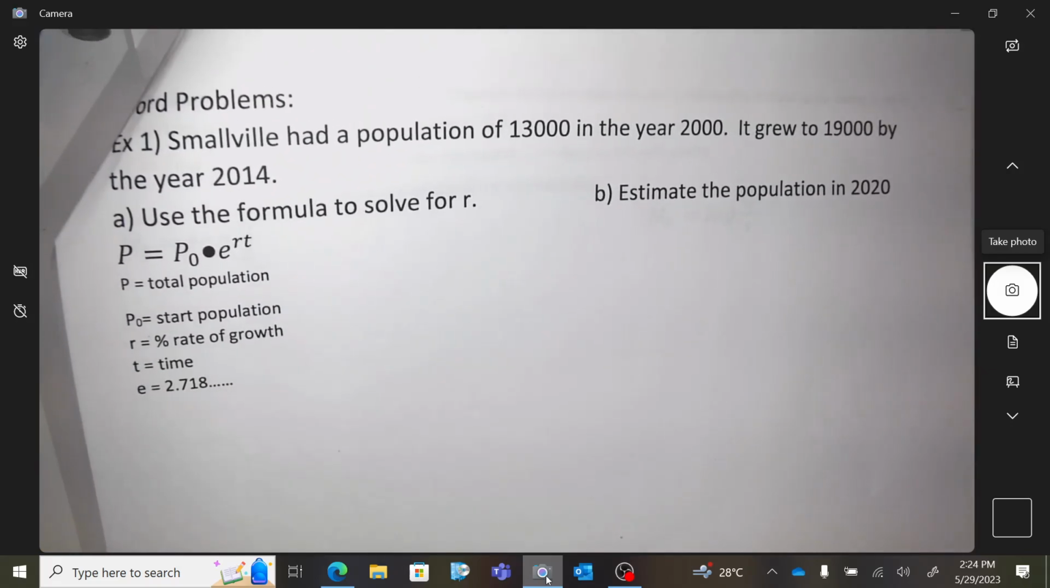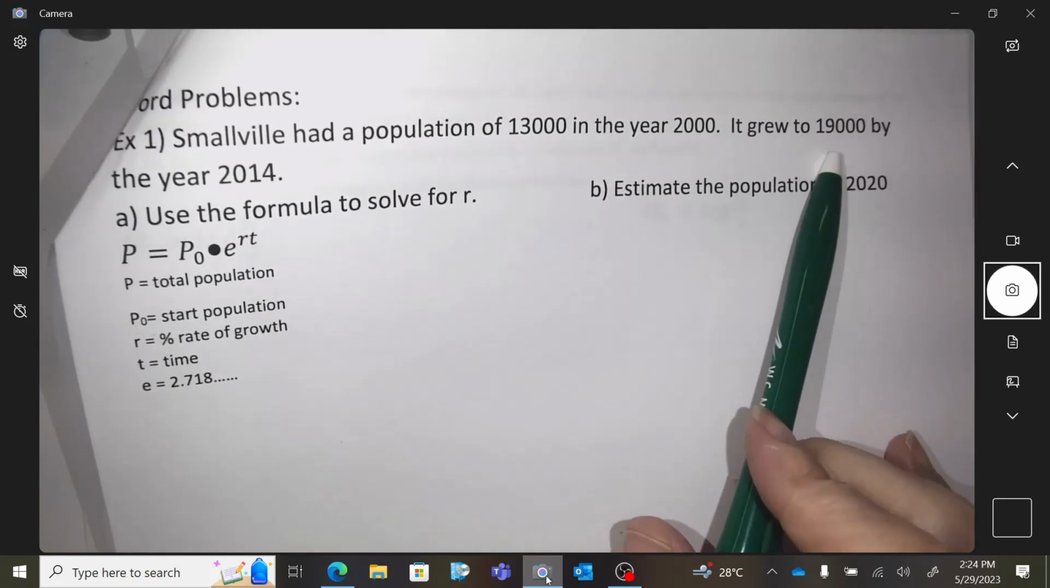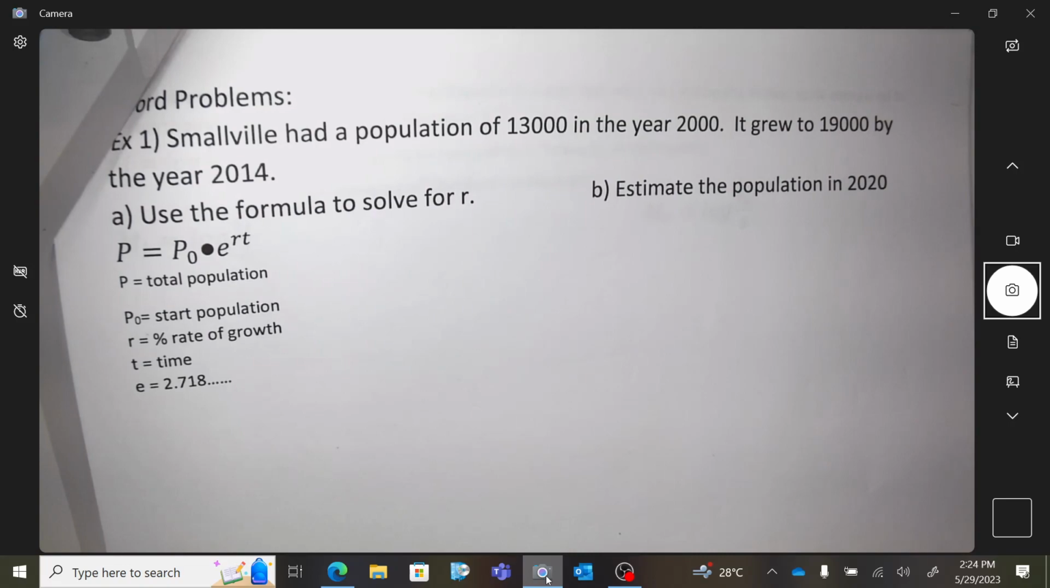Word problems. Smallville had a population of 13,000 in the year 2000, and then it grew to 19,000 by 2014. Here's the formula for population growth. So this would be a formula that would be in the problem, okay?